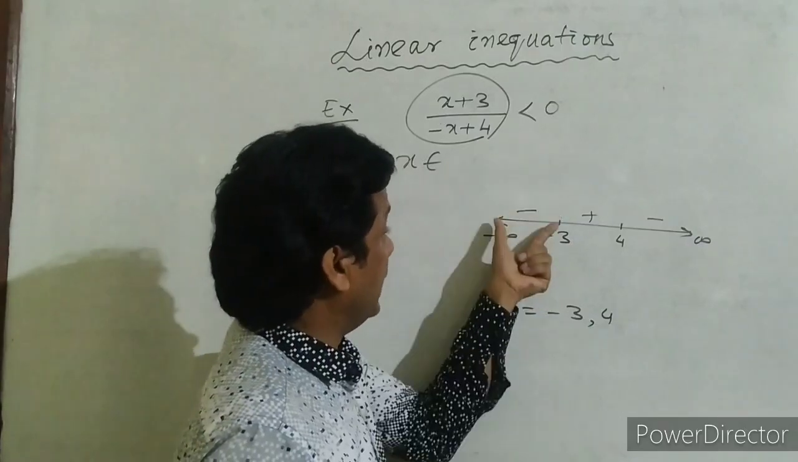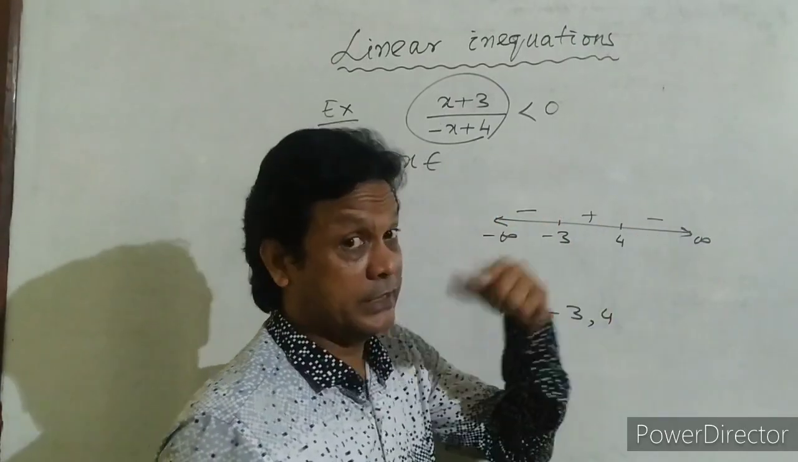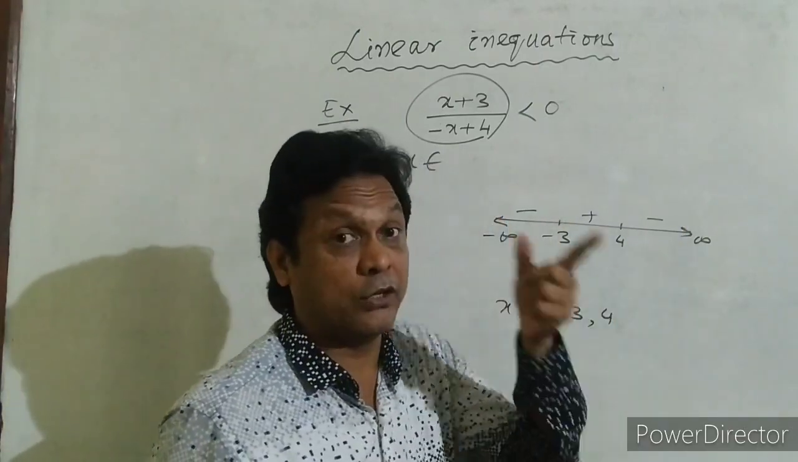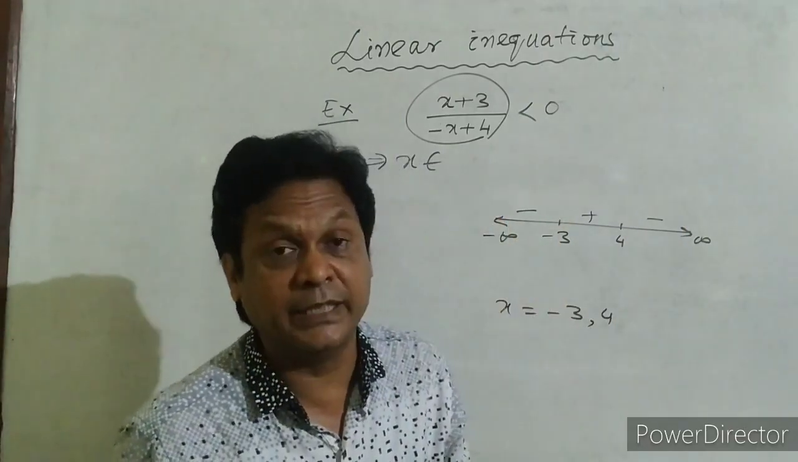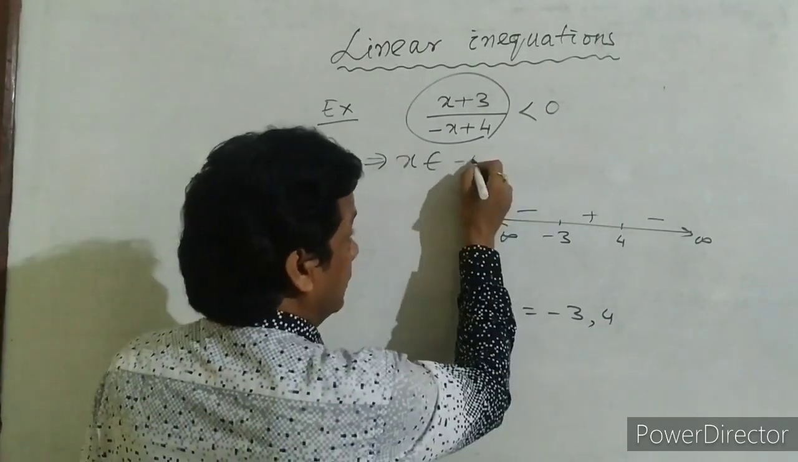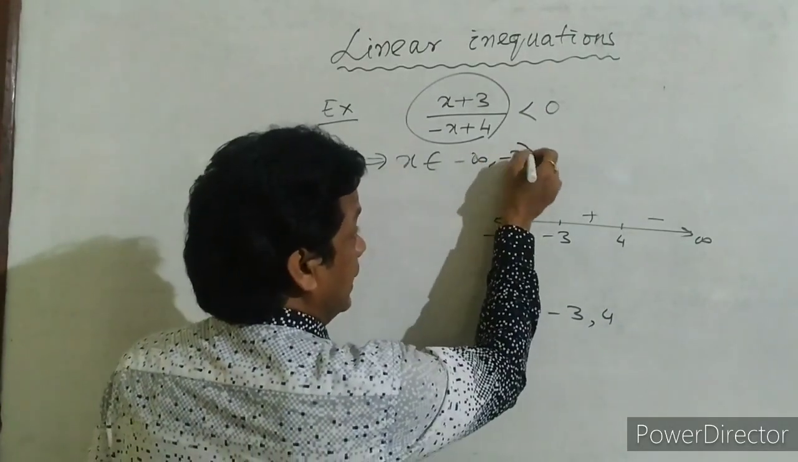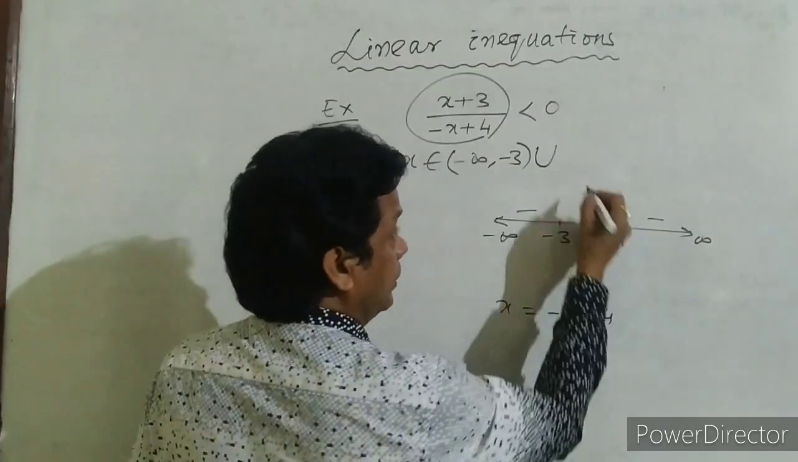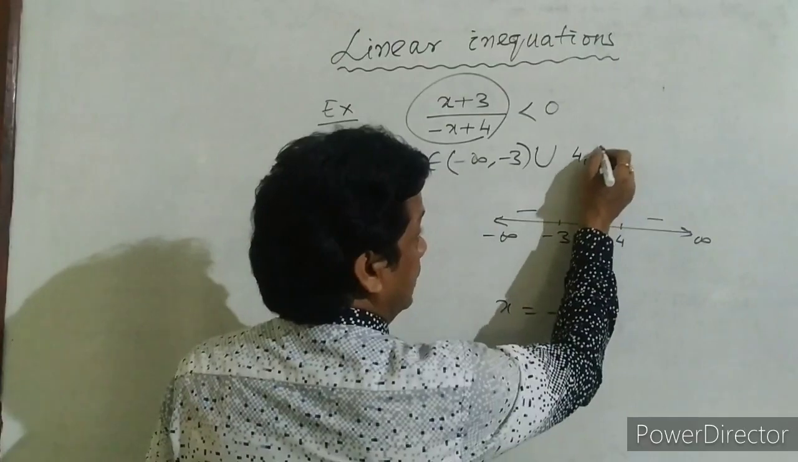Either x will lie in this interval or in this interval. See the language I am telling you. In this interval or in this interval. And 'or' means union in set theory. So (-infinity, -3), either the value of x will lie in this interval, or, which means union, (4, infinity).